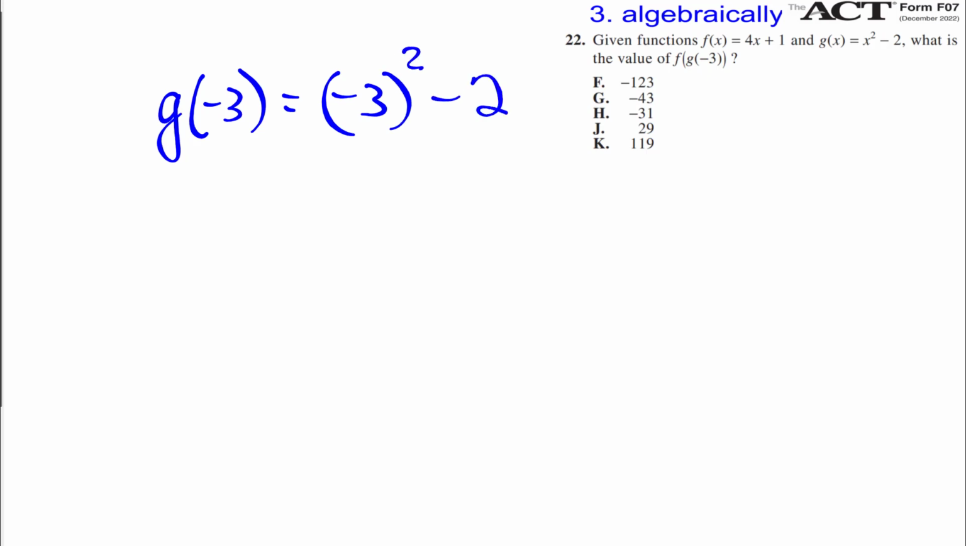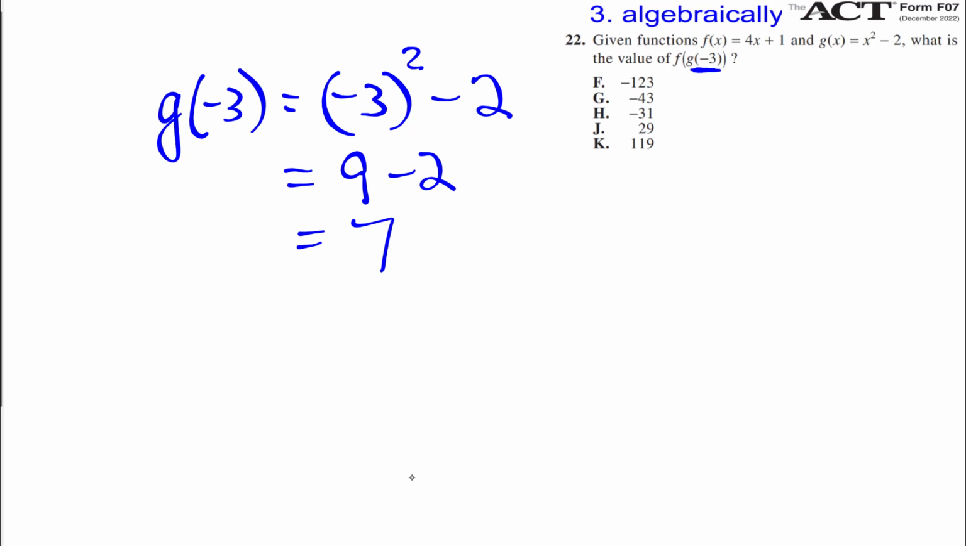The third way will be algebraically. Some people call it by hand. So I need to find f of g at -3. We work inside out. So the first thing I'll have to find is g at -3. Everywhere I see an x, I'll replace it with -3, that quantity squared, minus 2. So squaring the -3 will get a +9, and subtracting the 2 will get 7. So that's what that value is right there.